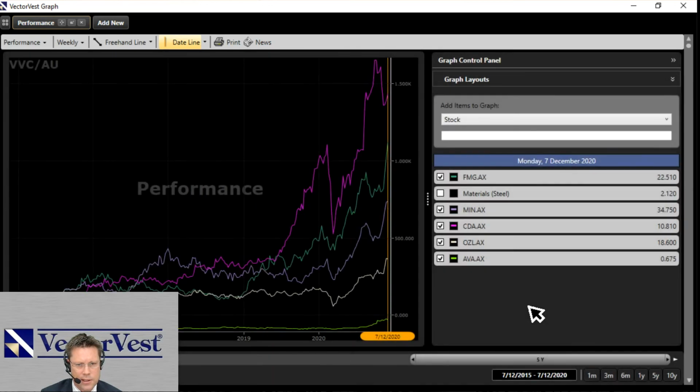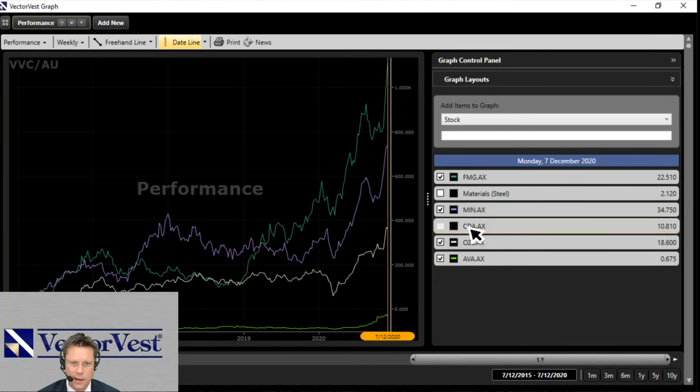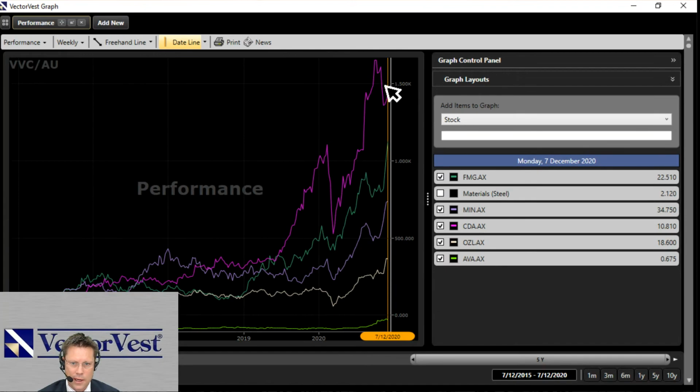In this particular case, VectorVest is crunching the numbers, and it's saying, all right, if everybody was equal in terms of their returns as of 5 years ago, this is the relative performance from that starting point. So we're all starting at the starting point. The gun goes off, the race begins, and your winner is, it looks like, CDA. All right, CDA is your winner, followed by, is it Fortescue Metals? Yep, Fortescue Metals, second place, etc.